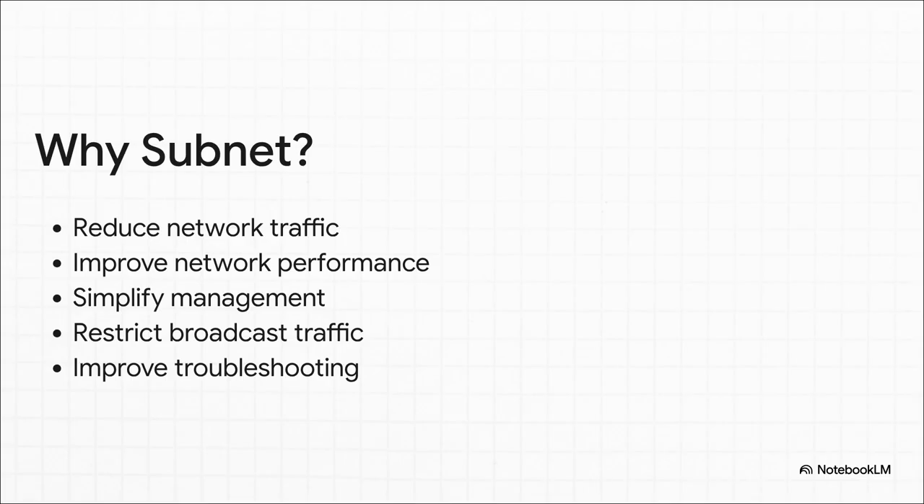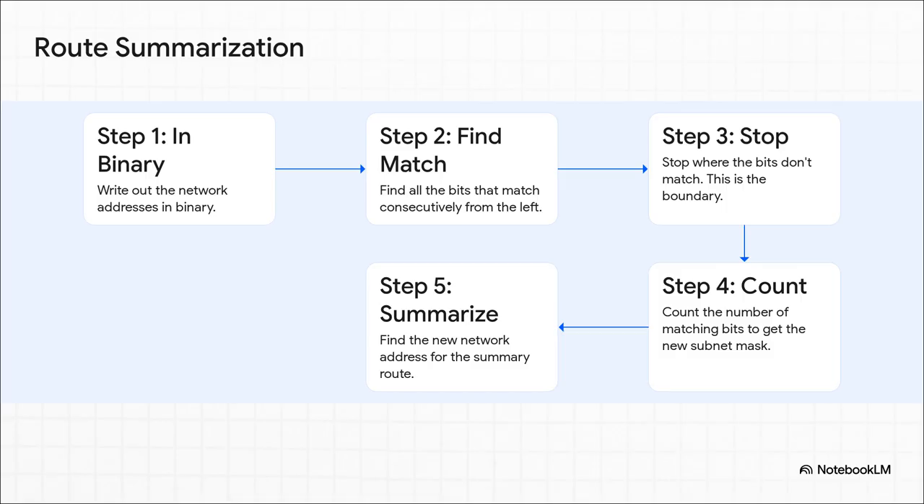Okay, now let's build on that with an idea called route summarization. Yeah, the process on screen looks a little complex, but the core idea is actually beautiful and simple. It's like instead of giving someone the exact address for every single house in a neighborhood, you just give them the zip code. For the internet's routers, this means they can advertise one single simple route for a whole bunch of networks, which keeps the internet's roadmaps small, fast, and super efficient.